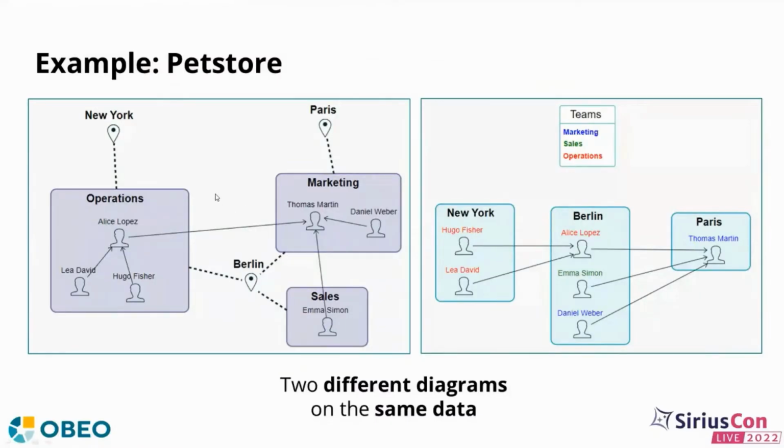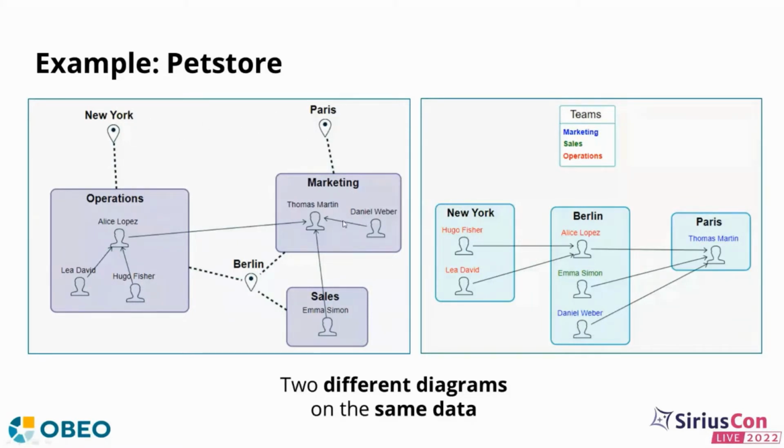So here are some examples of the diagrams I want to be able to create for any company. So let's take a fictitious company named Pet Store. Pet Store is composed of 3 teams: operations, marketing, sales. These teams are composed of employees: Alice, Leah, Hugo, Thomas, and so on. And the company has 3 sites: New York, Paris, Berlin.